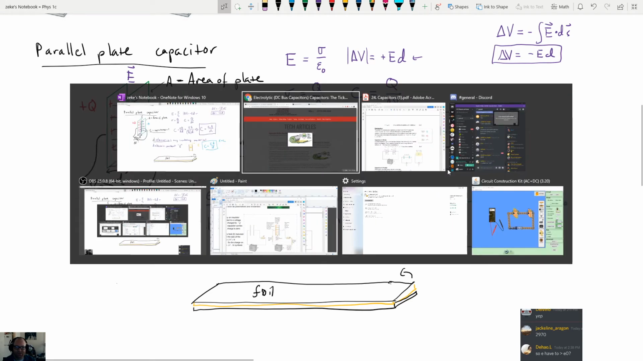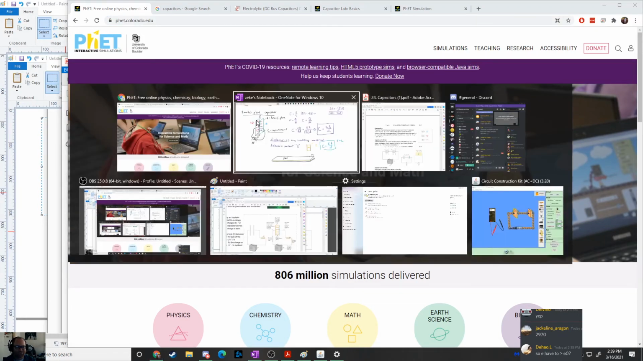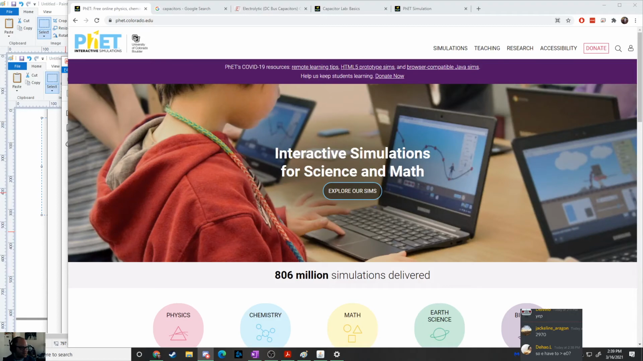So let me show you something here. Okay, so if you don't know about this already, this is a website. I'm sure most of you have probably already seen this before. It's called PHET. I'm going to link it in the chat in case for whatever reason you haven't seen this before, because it is extremely useful. I think especially for this course where you're not going to be able to visually see some of the things that we're going to do in class. And this can be really helpful.